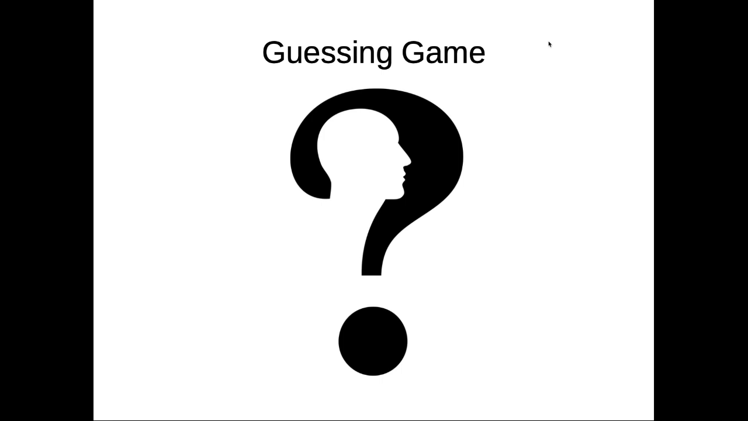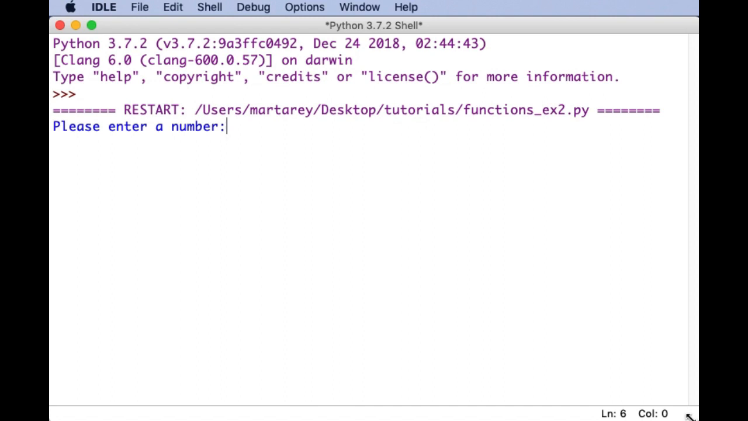Now it's time to implement our first guessing game. We will use functions, however, please note that you could also write this program without using functions. First, let's see an example of how the game is gonna work. The program will request we enter a number. I will enter 3 and press enter.